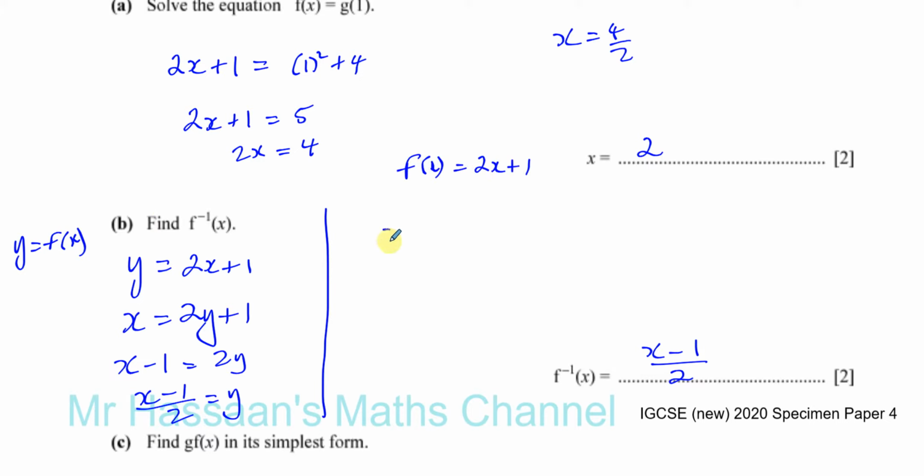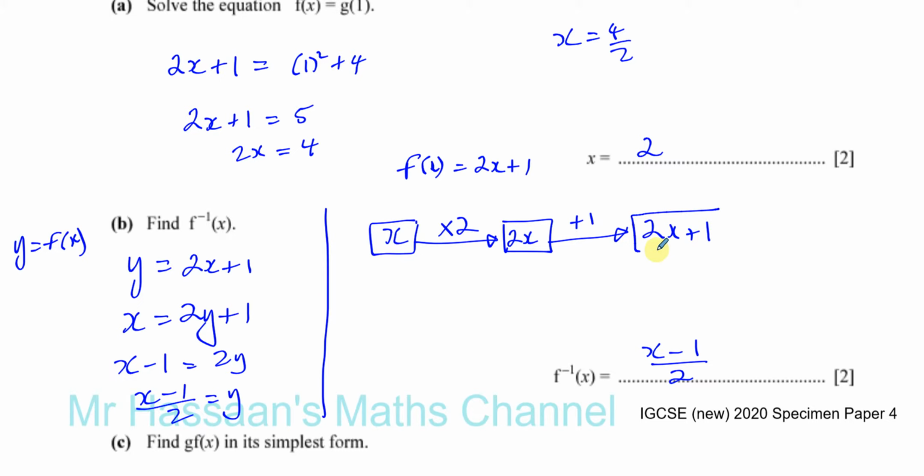So you started off with x, and if you think about the operations that had to take place to the x for us to end up with the expression 2x plus 1, well, the first thing that's happened is we multiplied by 2, which gave us 2x. And then after that, 1 has been added to it. So you ended up with what we got, 2x plus 1. And that is the original function.